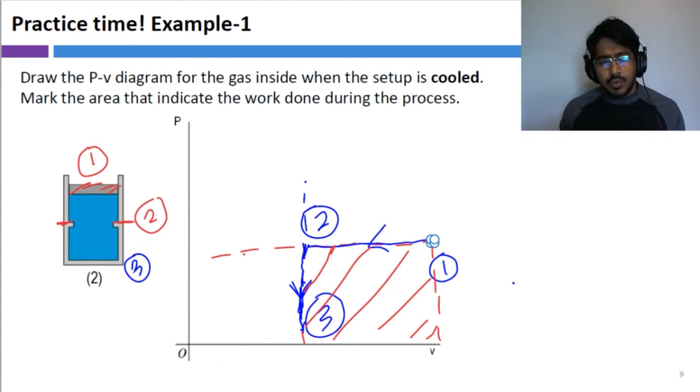And from 2 to 3, is there any work, or is it done on the system or on the surroundings? From 2 to 3, there's no work. Excellent. Because there's no volume change, this brings us to an important notion: when there's no volume change, then there's no boundary work involved in the process. Okay, are we clear about that one? Anybody having issues?